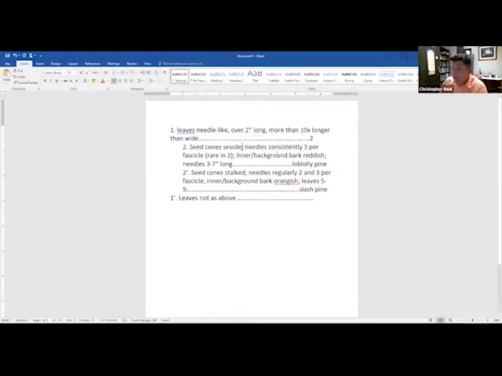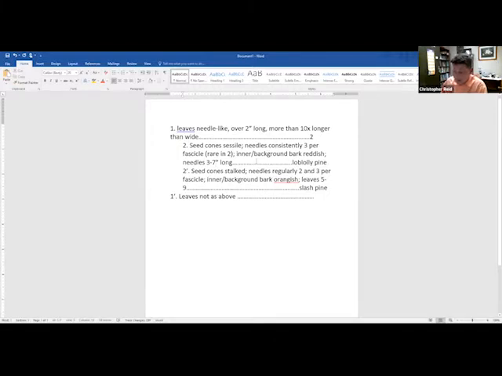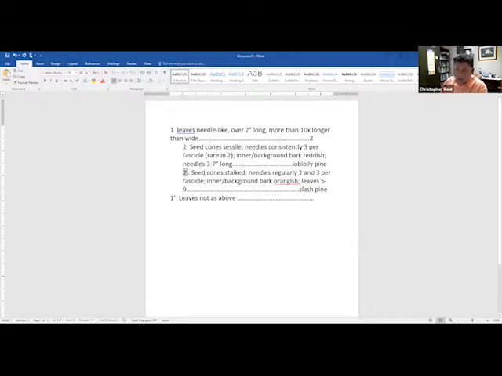So we have 1, 2, 3. We have 4 characters referenced. Note how 2 here and 2 prime completely oppose each other. That's really important in key structure. We don't want to talk all about this and then come down here and not even refer to the same characters, because that just wouldn't make any sense. All right, leaves not as above. So we've eliminated 2 of the 12 taxa that we've dealt with. We've treated those, the 2 pines.